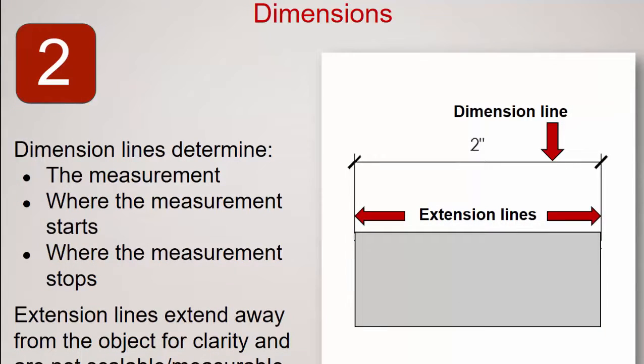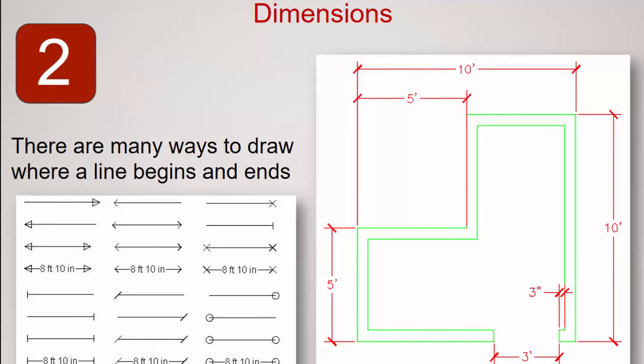Dimension lines determine the measurement, where the measurement starts and where it stops. And as you can see in this picture, we can see the dimension line, 2 inches, goes from left to right, with what we call tick marks at the end to designate the start and the stopping point. Dimensions drawn here show you feet and inch increments. You can see 10 feet, 5 feet, 3 inches. And those tick marks can be drawn a multitude of different ways, with arrows, with the slashes, or the circles.